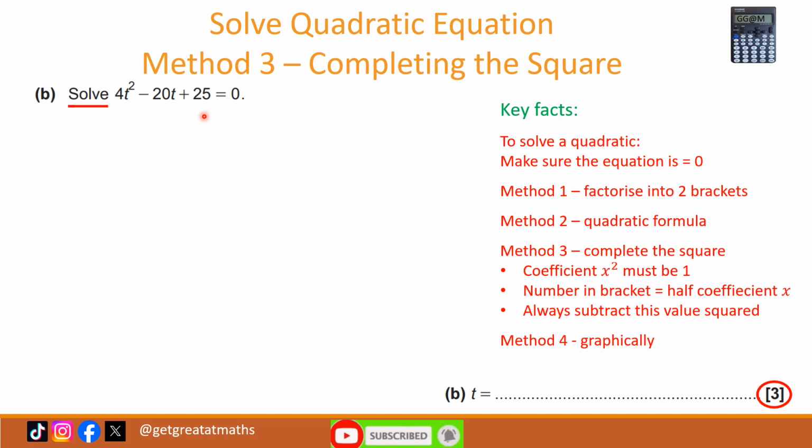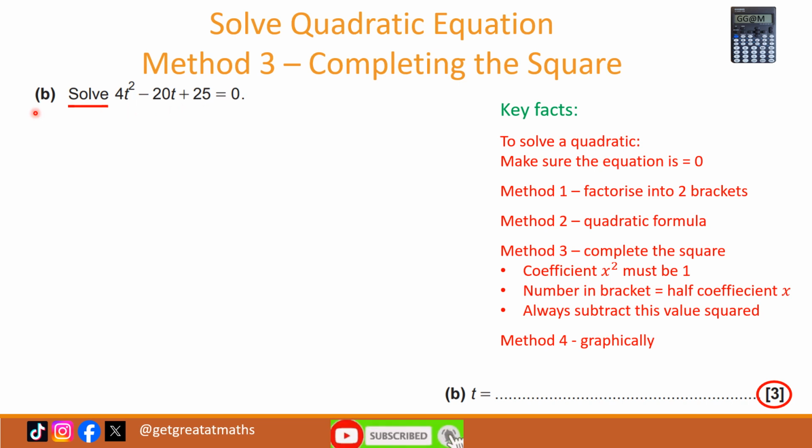Once we've done that, you'll be able to halve the coefficient in front of the t. Remember, that's what's in the bracket, so t minus that value all squared. Then it's going to be take away that value squared, and then the plus 25 will still remain. From here is a case of rearranging and solving to find the value of t.